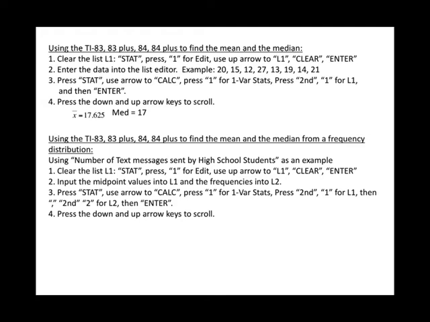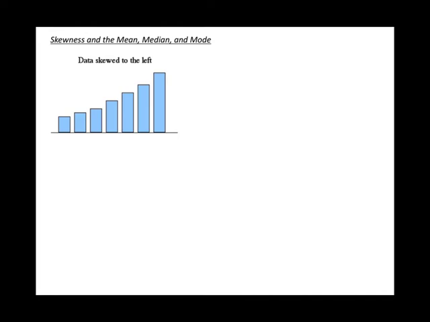Before we go through how to use the calculator, let me talk about the last part here: skewness and the mean, median, and mode. After we figure out the mean, median, and mode, we will have an idea about how the data look. For example, if you find the mode is greater than the median, which is greater than the mean, then the data is skewed to the left. Remember, skewed to the left means the left tail is longer.